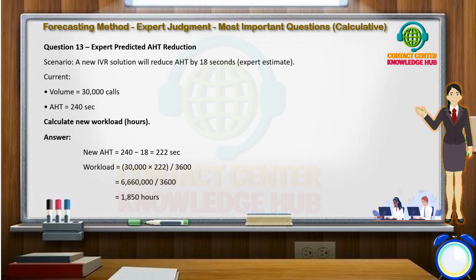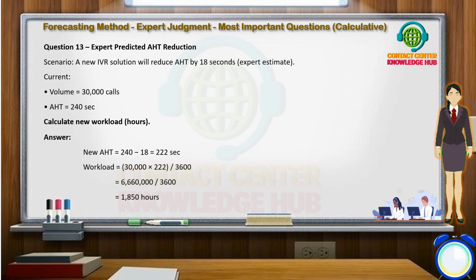Step 2. Calculate workload in hours. Use the workload formula. Workload in hours is equal to volume times AHT divided by 3,600. Now plug in the updated AHT. Workload is equal to 30,000 times 222 divided by 3,600. First multiply. 30,000 times 222 equals 6,660,000 seconds. Now convert seconds to hours.